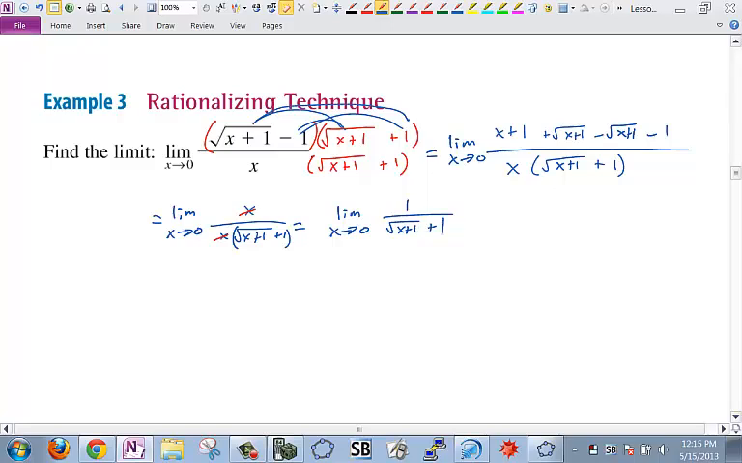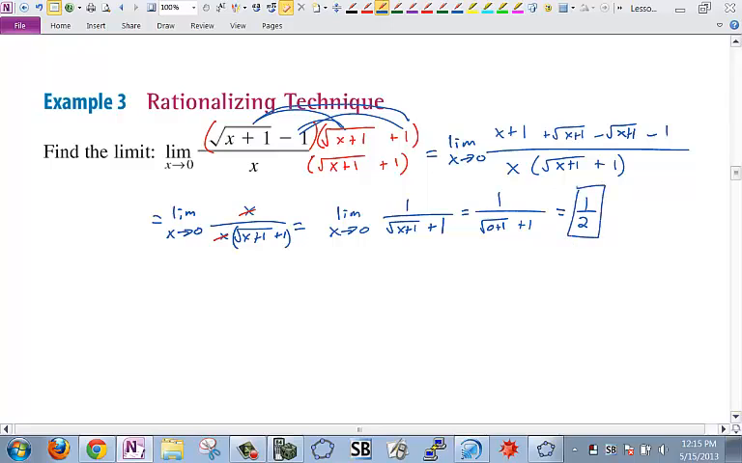Now, is this new function continuous at 0? Does plugging 0 into the bottom make the bottom equal 0? No. So that means it is continuous. I can now use direct substitution. Plug it in. So we get 1/2.